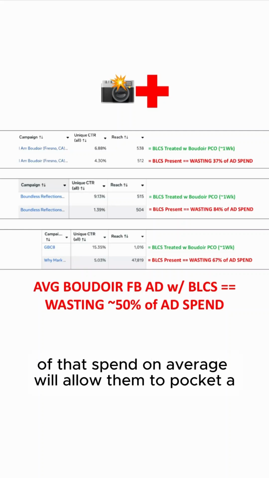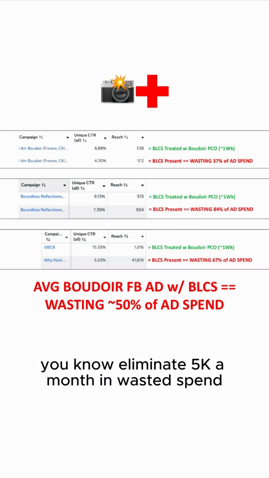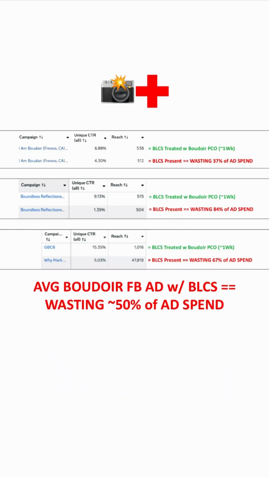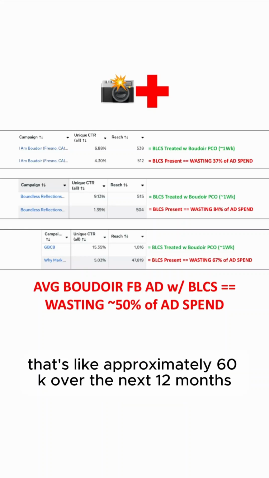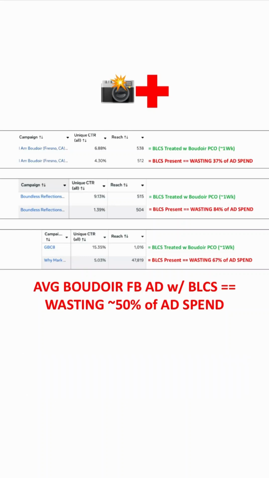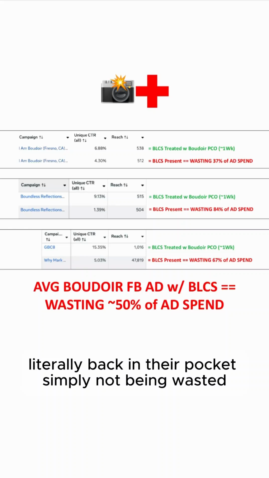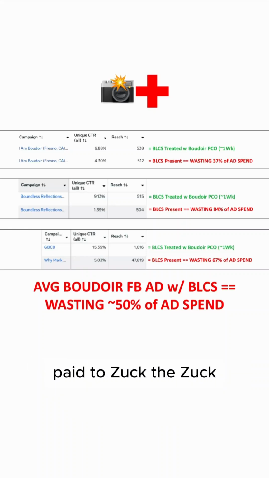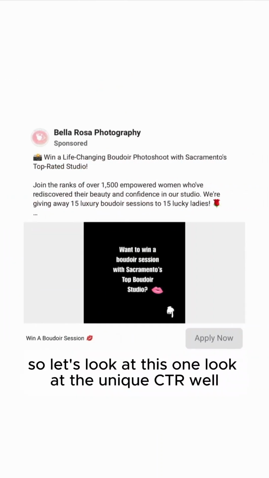we'll allow them to pocket, eliminate 5K a month in wasted spend, and that's approximately 60K over the next 12 months. Literally back in their pocket, simply not being wasted, paid to Zuck. The Zuck. So let's look at this one.